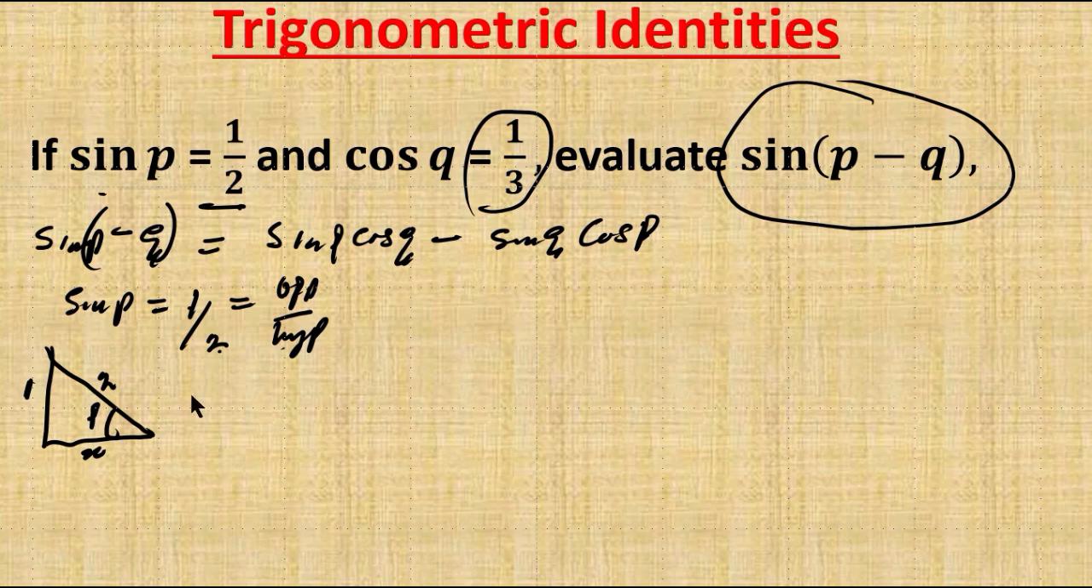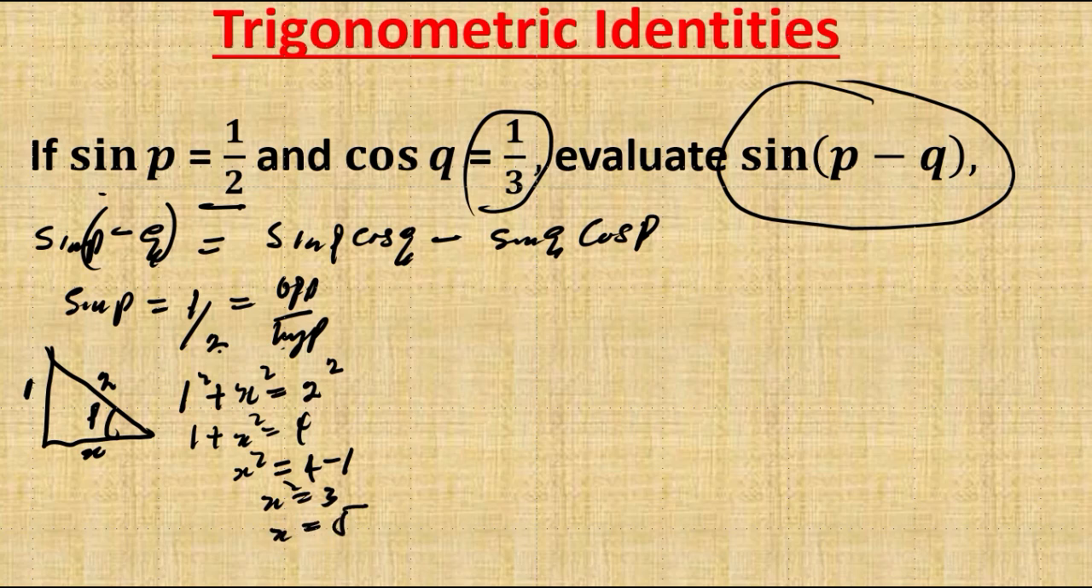Let's call this x. So that from Pythagoras theorem, I know that 1 squared plus x squared is equal to 2 squared. So that 1 plus x squared is equal to 4. x squared obviously is equal to 4 minus 1, and x squared is equal to 3. x is equal to the root of 3. Now if x is the root of 3, then I can deduce what my cos should be. Definitely my cos p will be the same thing as the root of 3 over 2. So that sine p is equal to half, cos p is equal to root 3 over 2.